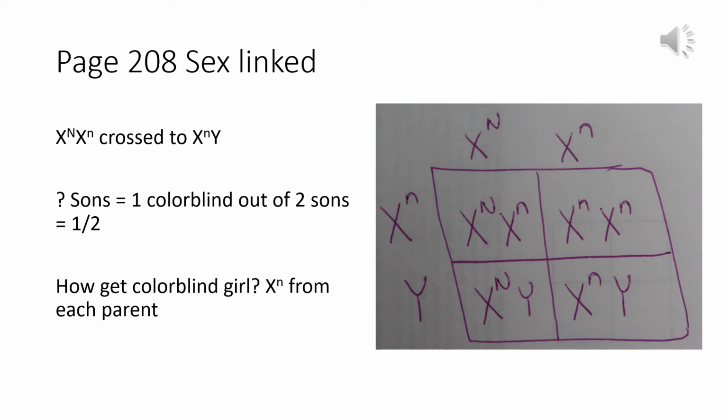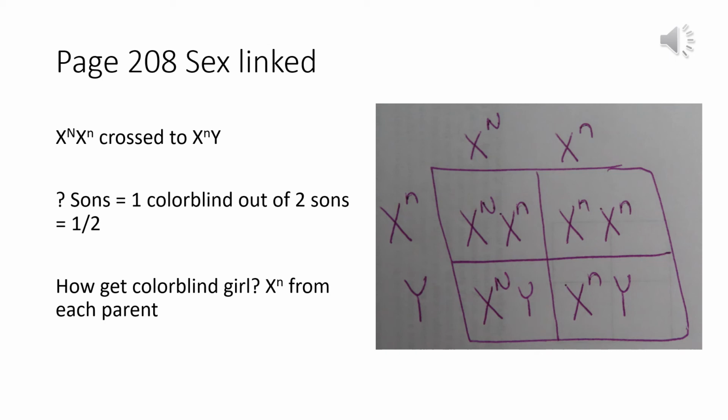Letter C. Explain how a colorblind daughter might result from the above marriage. How do you get a colorblind girl? Look at that upper box on the right-hand side with that colorblind girl. Where does she come from? You get an X with a little n from both parents. Same place you get all the kids from. One from each parent.